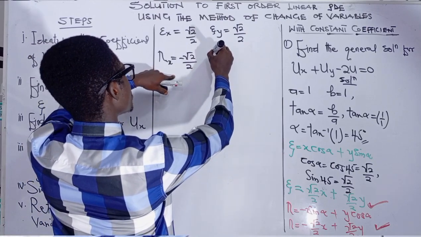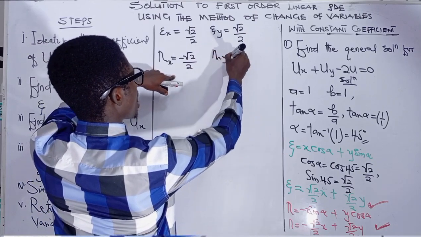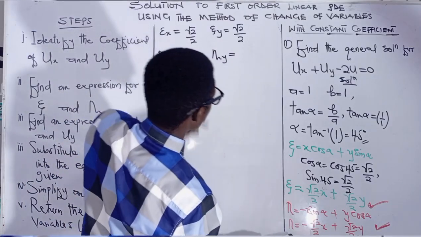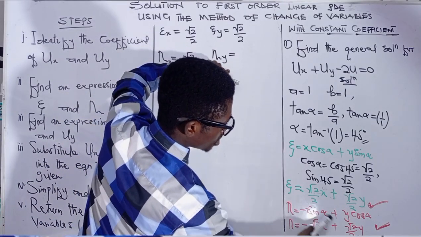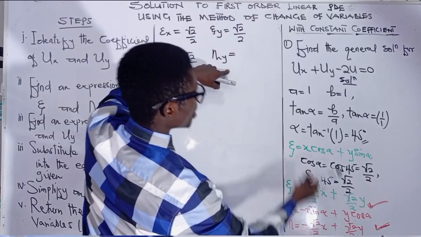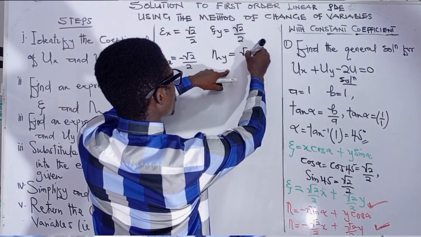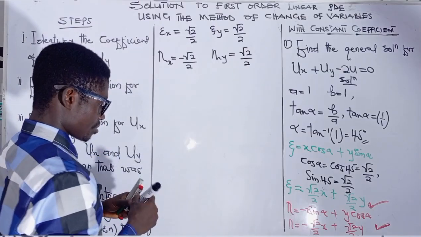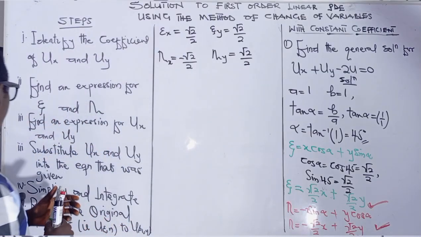Then we have eta y. When we differentiate this function with respect to y, any function of x becomes a constant, so this will give us 0. This will give us what? Root 2 all over 2. Very, very easy and simple. Now once we are done, we move on to the third step.